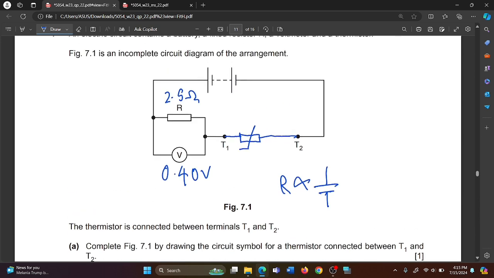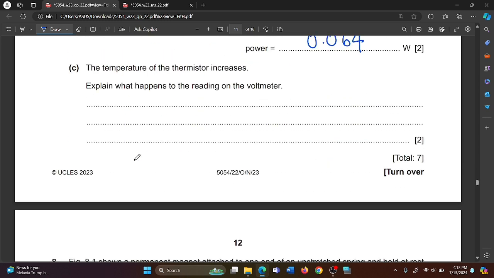So, if the resistance of the thermistor decreases, less voltage is shared across this thermistor and more voltage will be shared across R. The resistance of the thermistor decreases, thus the voltage shared across the thermistor should also decrease. As the EMF is constant, as the voltage shared across the thermistor decreases, the voltage shared across R would increase. Thus, the voltmeter reading should increase. Now let's write this in the answer.